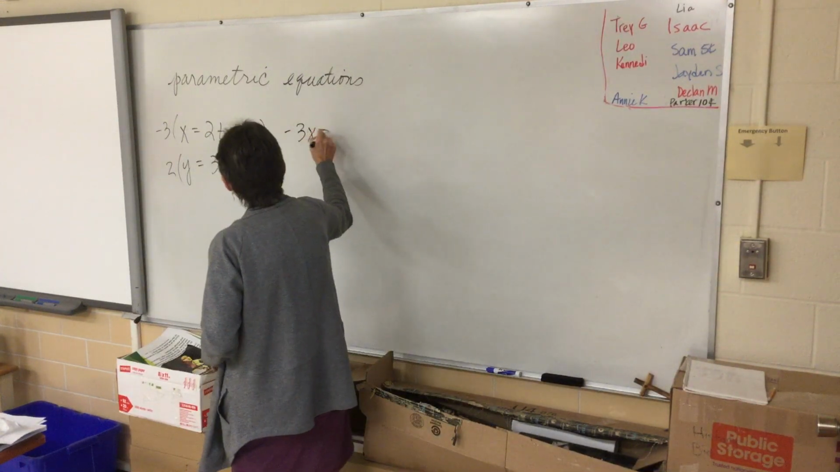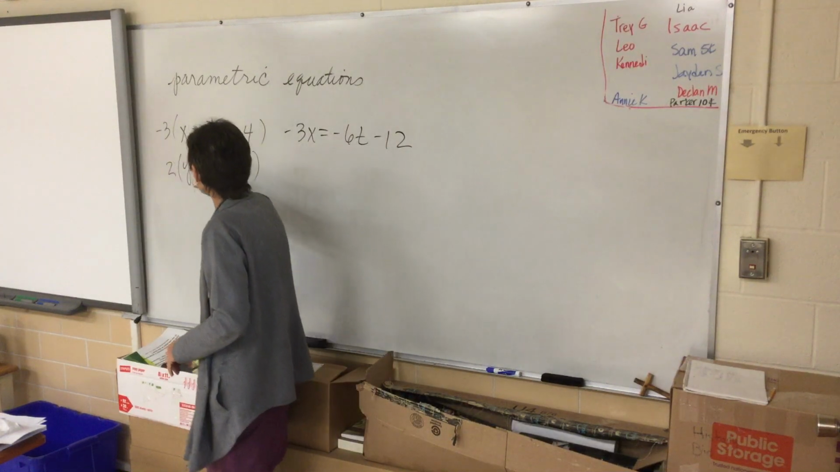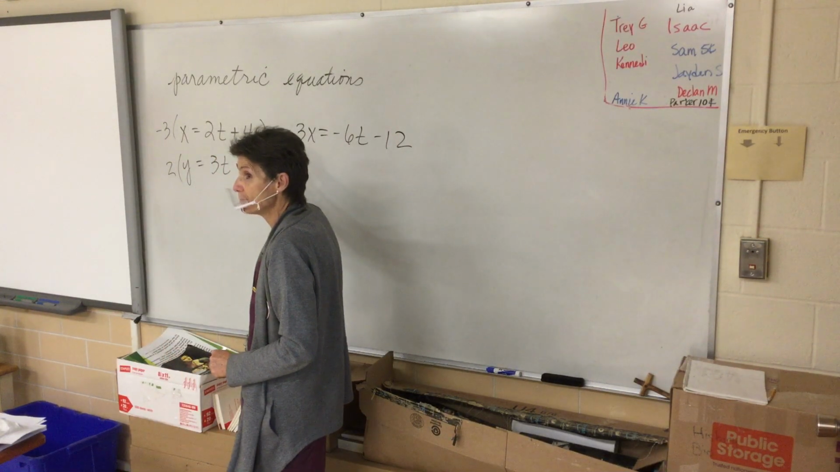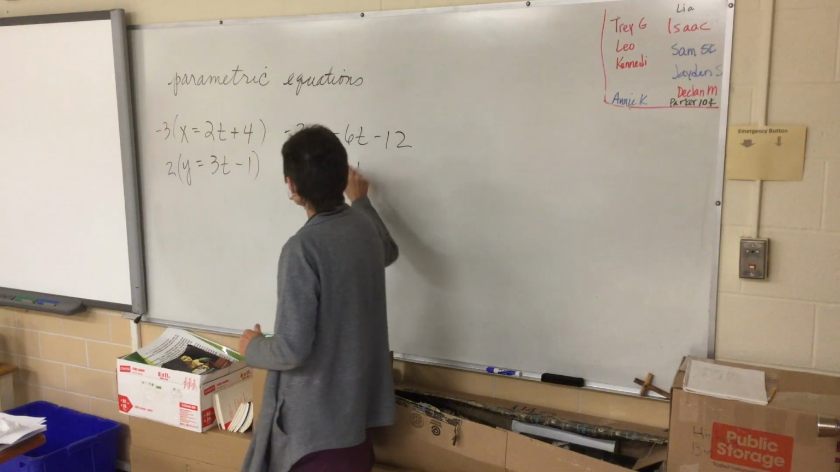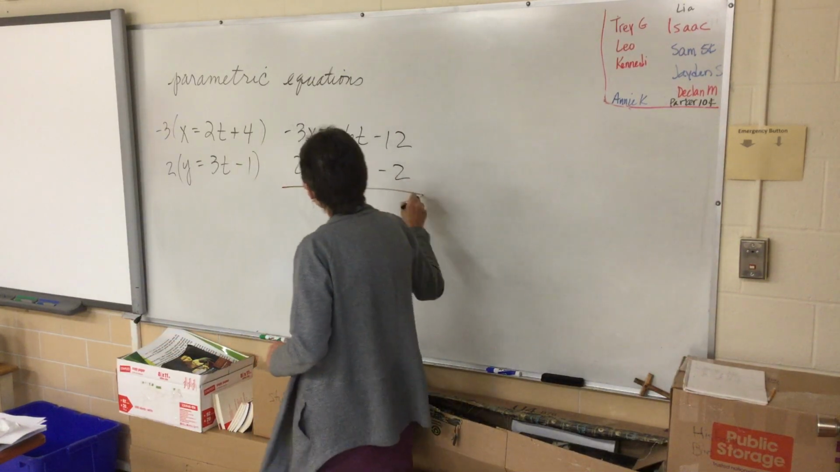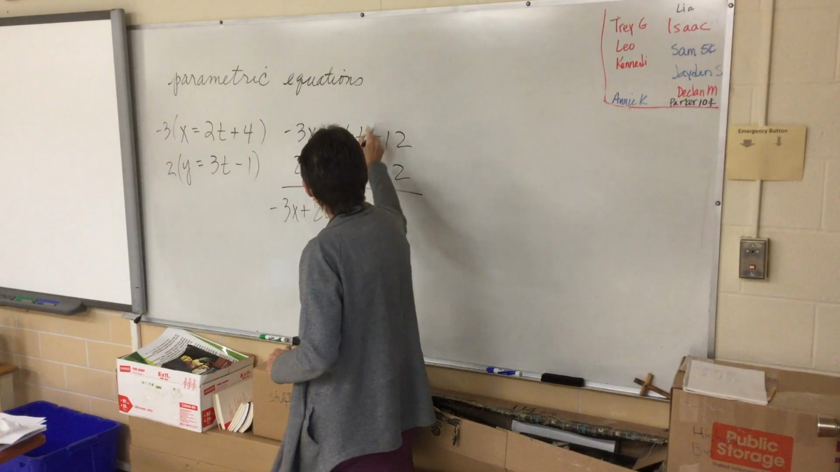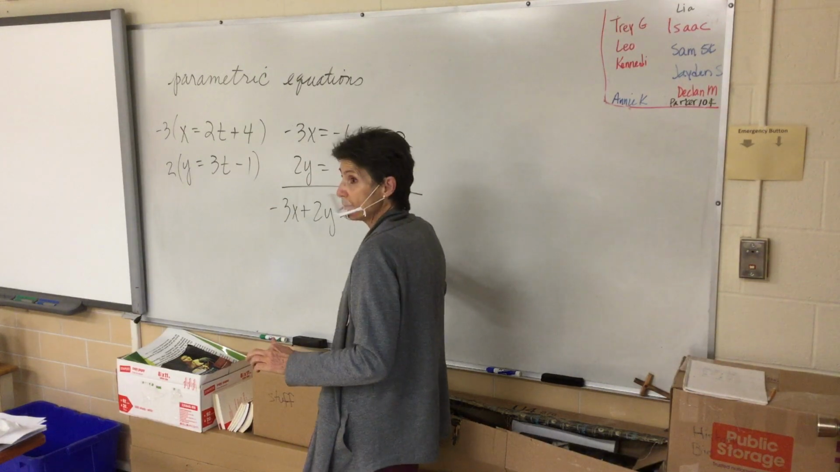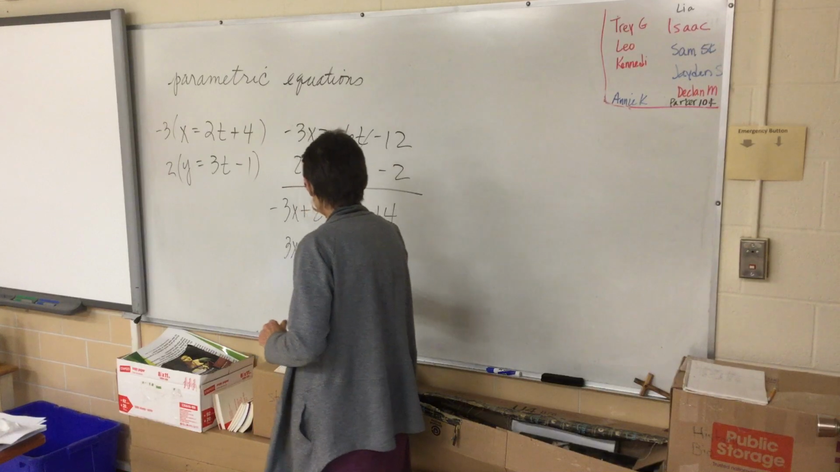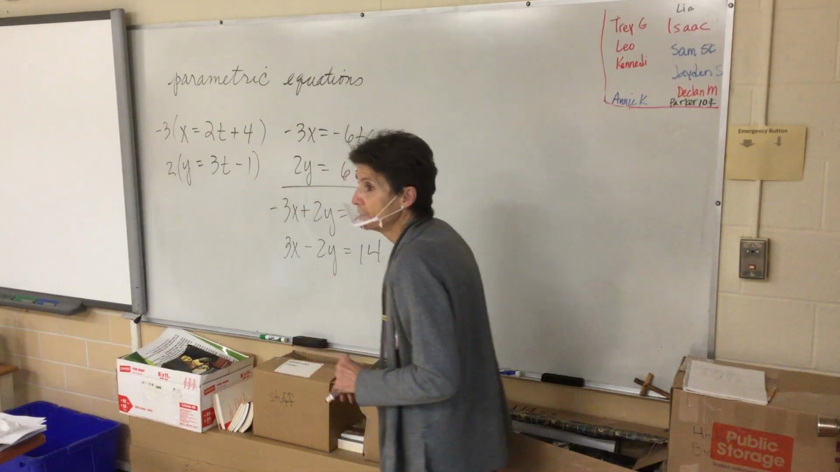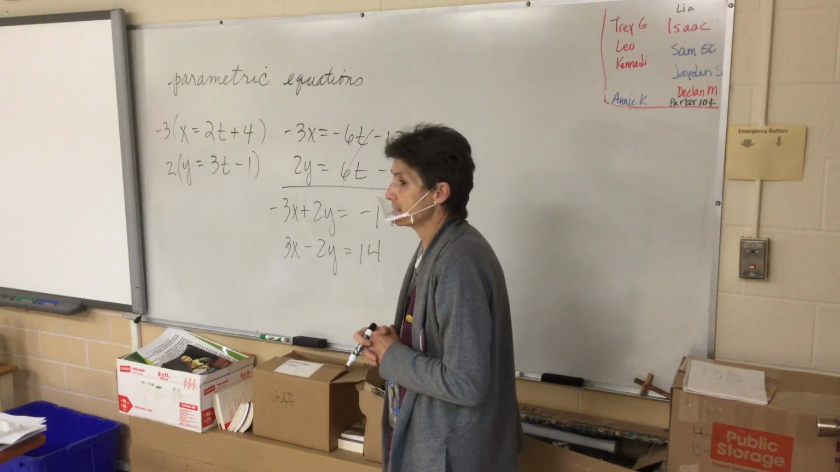So -3x equals -6t minus 12. Make sure that you're multiplying all the way across by -3, or whatever you're multiplying by. And then 2y equals 6t minus 2. So we're adding -3x plus 2y equals -14. Or you might have gotten 3x minus 2y equals +14. Both of those are right, makes no difference. That's the end.